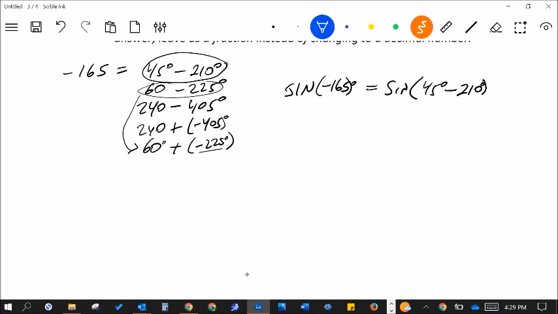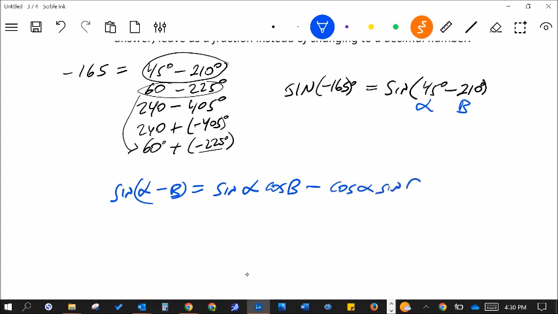So that means that this will be alpha and that will be beta. And sine of alpha minus beta is equal to sine alpha cosine beta minus cosine alpha sine beta. So the negatives match up here in this case. So let's go ahead and plug in: alpha is 45, and beta is 210 degrees.